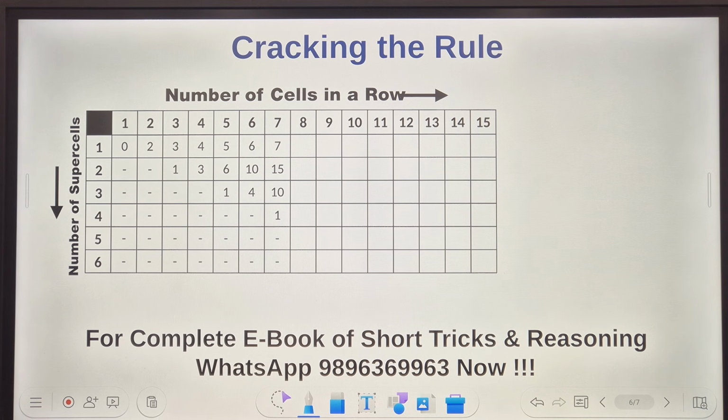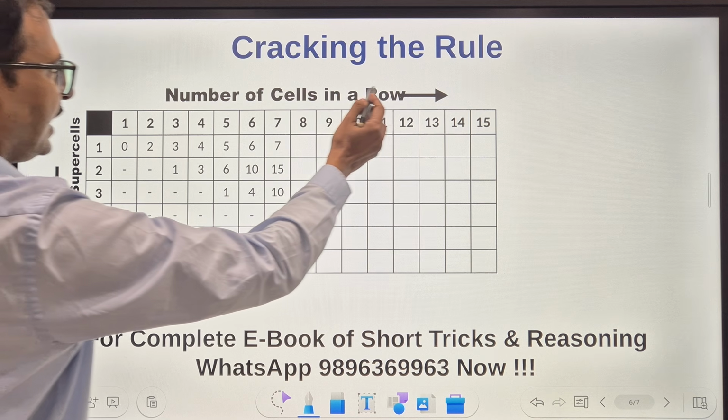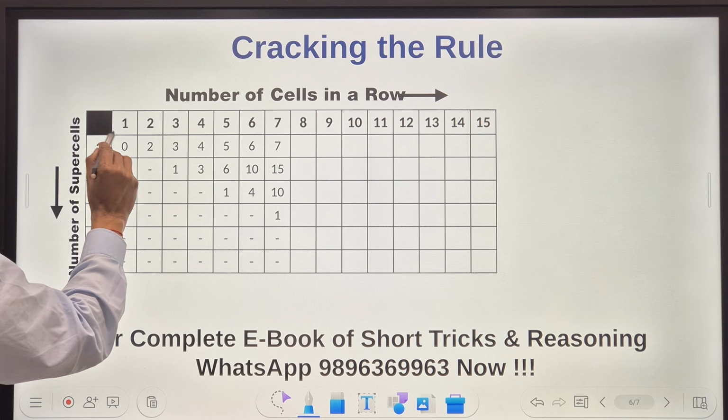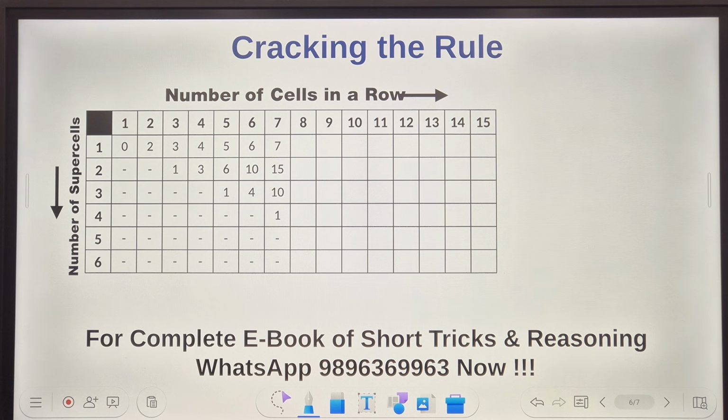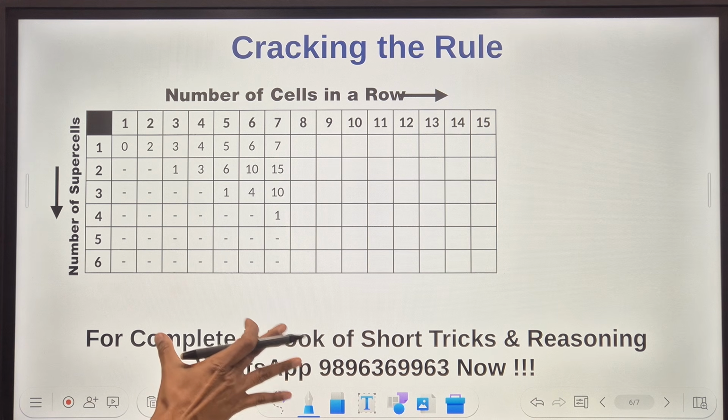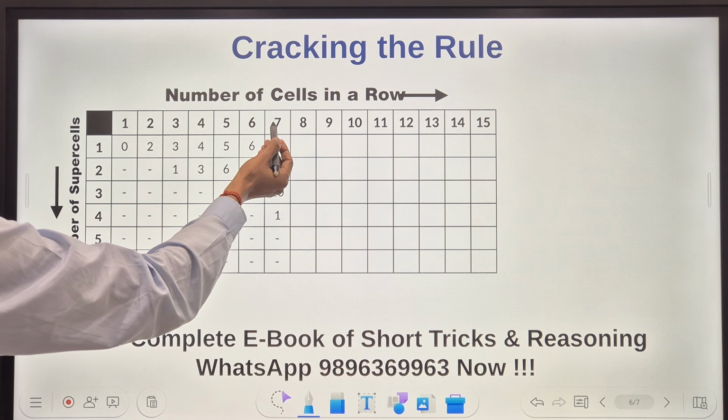Now you can see in this table we have given 2 different things. One is the number of cells in a row. So 1, 2, 3, 4, 5, 6, 7, 8, 9, 10 up to 15 we have taken, and these are the number of supercells: 1, 2, 3, 4, 5, 6. I already told you up to 7 we have done.